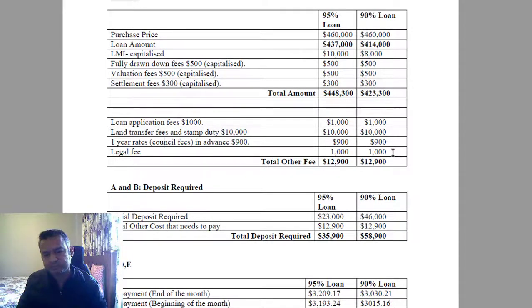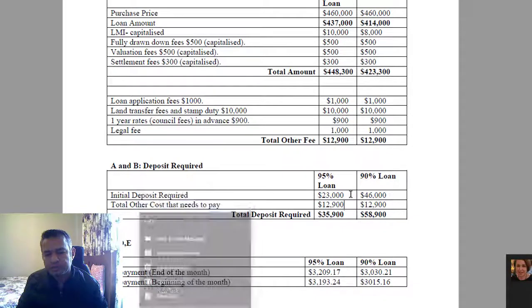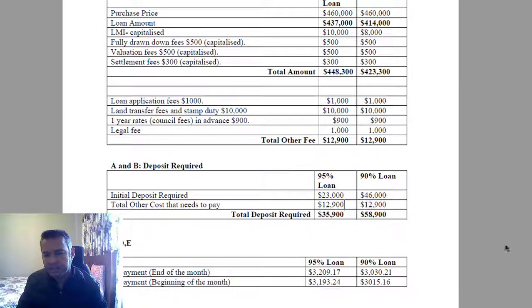Now remember, the legal fees are basically because if you want to purchase the property, you need to go to a conveyancer or a lawyer, and this fee is mandatory and you need to pay from your pocket. So if you add all these values, at 95% or even at 90%, we need to pay $12,900 from our pocket. Next, we calculated the initial deposit required. At 95% loan, we need to pay $23,000, and at 90% loan, we need to pay $46,000.